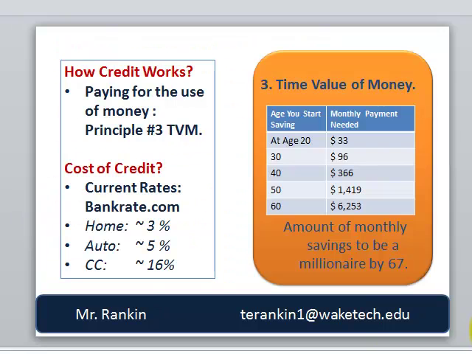So, let's talk about how credit works. What credit is, is basically paying for the use of money. And as we remember principle number 3, the time value of money, because money today is worth more than money in the future, folks are going to want to be paid for the use of money, which is generally called the interest rate. So what are some of the costs of money? Well, you can always go to some sites that are linked on the Blackboard. One is bankrate.com, which gives you current interest rates. So for a home loan, it's about 3%, auto 5%, credit card about 16% in interest.